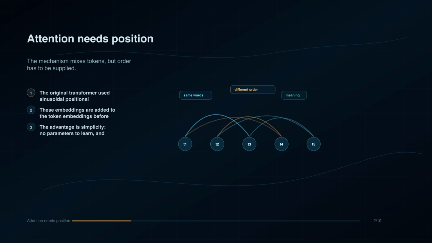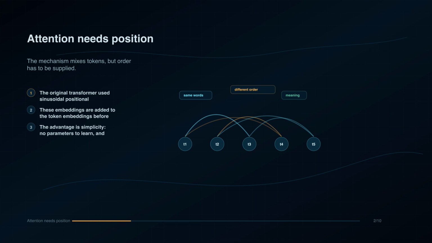Additionally, sinusoidal embeddings encode absolute position. Token 5 is always token 5, which may not align with how language works. In many cases, what matters is relative position. Is this word 2 positions before or 3 positions after?